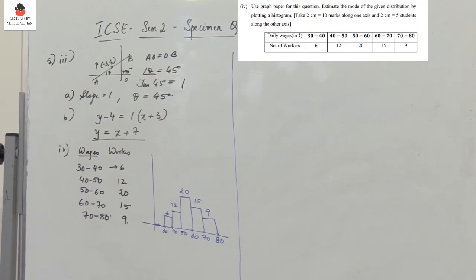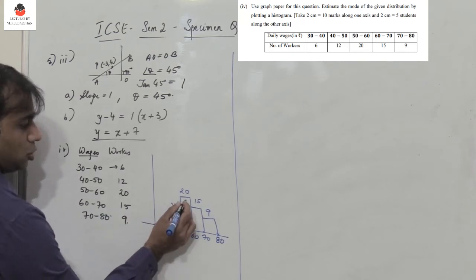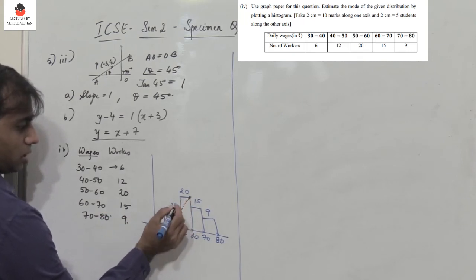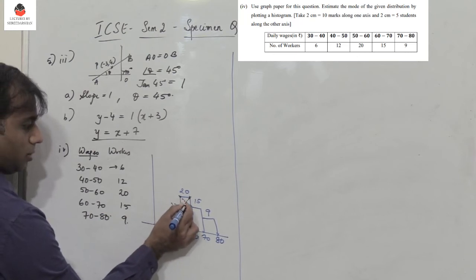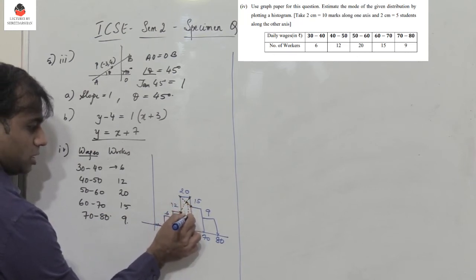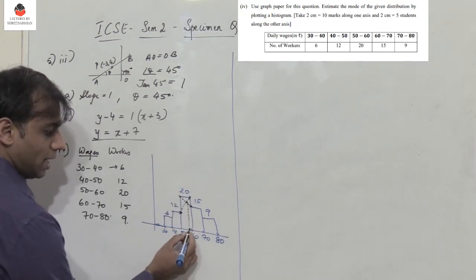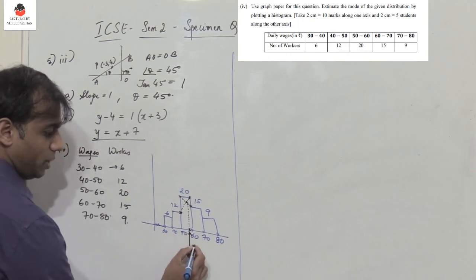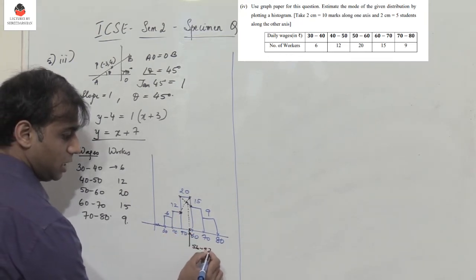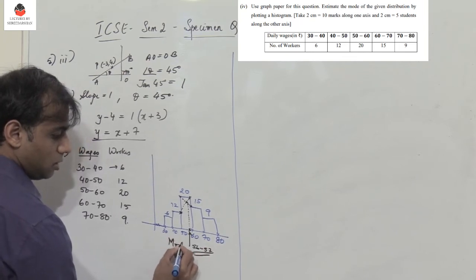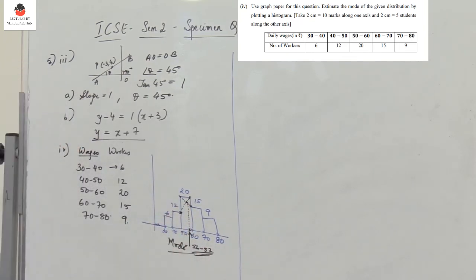Okay. So now we need to estimate the mode of the given distribution by plotting a histogram. So how do I get the mode? Mark these 2 points joined by a dotted line. The point of intersection, take the perpendicular along the x-axis, and this value will be the mode. So you may get it as 56 or 57 as the mode value. So please calculate using a graph sheet.